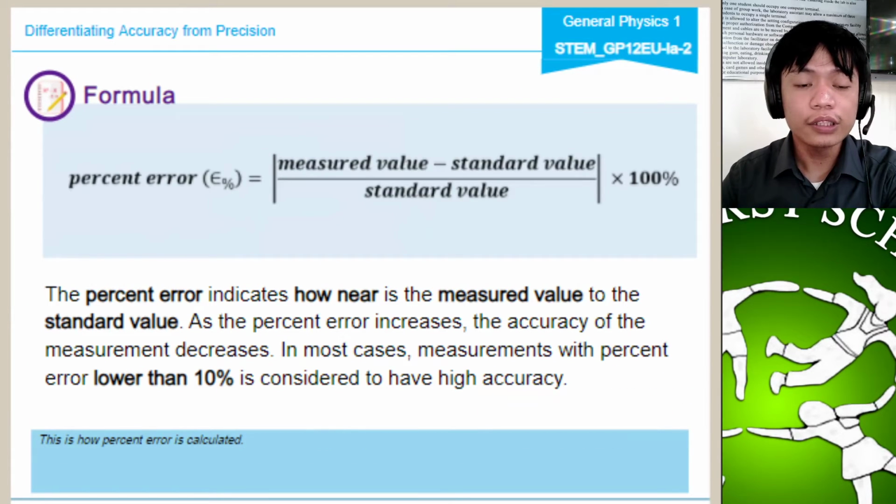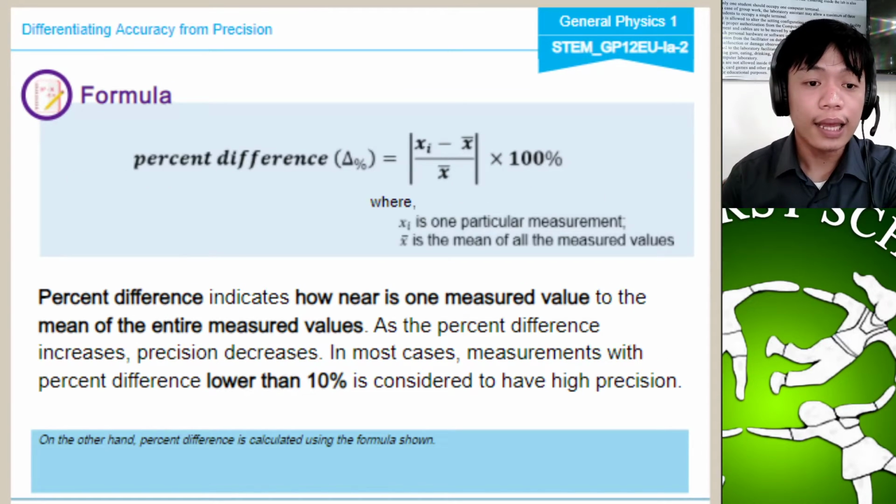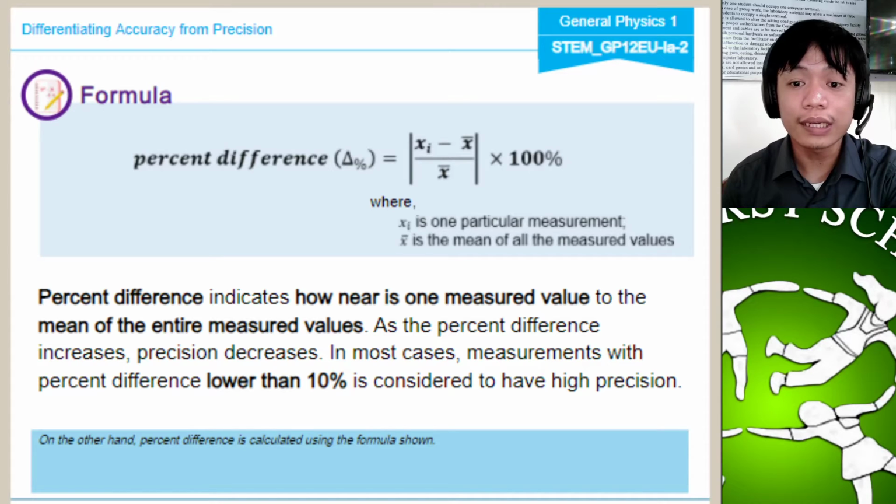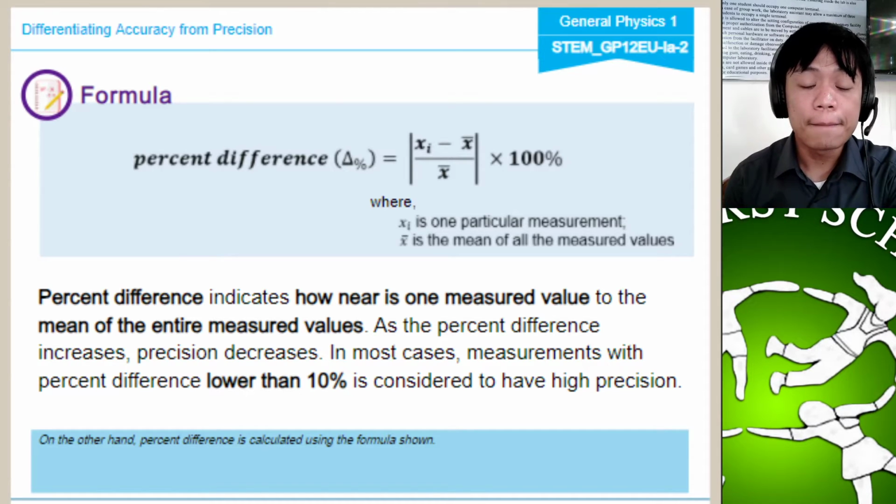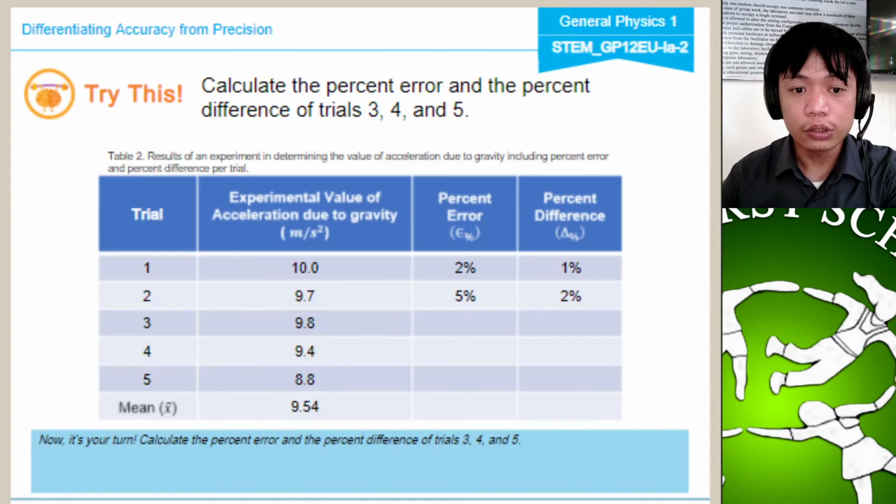Okay? For you to understand, the formula of percent error is equal to measured value or the given value minus the standard value divided by the standard value multiplied to 100. Next, percent difference is equal to the given value or the initial value or the measured value minus the mean of the given values, divided by the mean times 100. So let's do this.